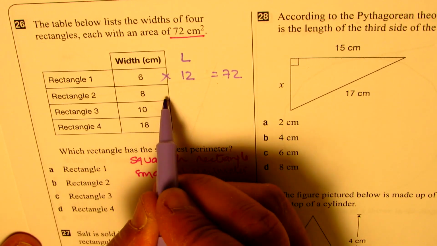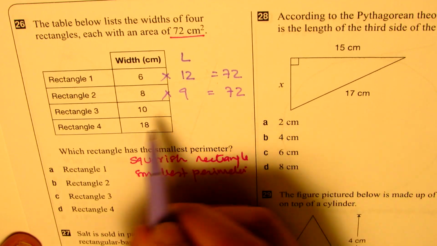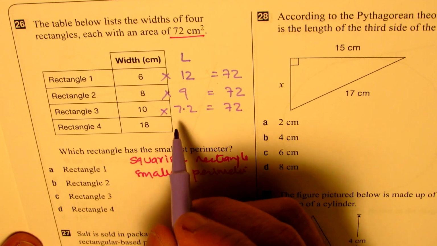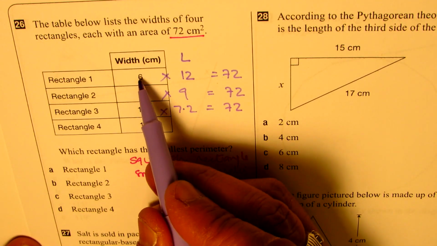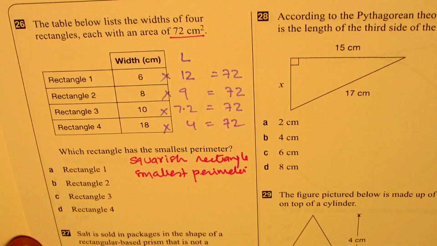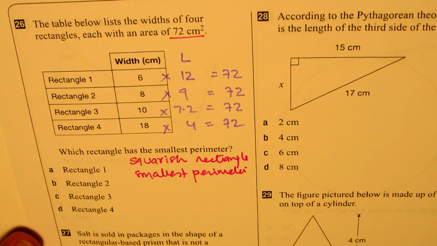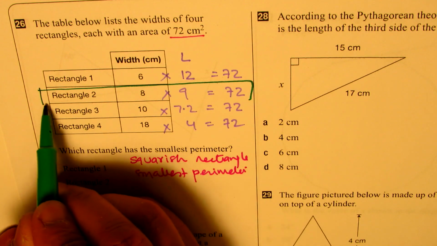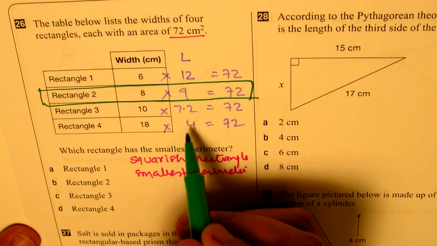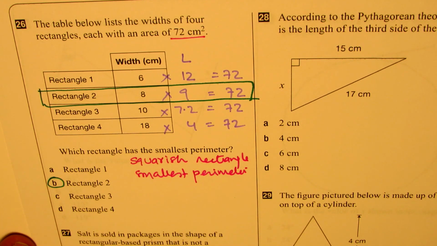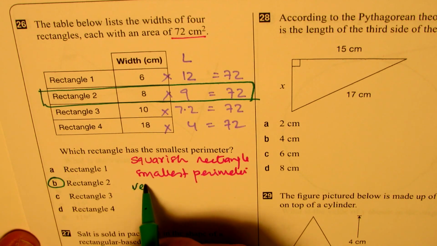In the second case, 8 times 9 is going to give us 72. In the third case, 7.2 times 10 will give us 72. And 18 is like 6 times 3, right? So times 4 will give us 72, correct? Now in this particular case, you clearly see that rectangle 2 is squarish, kind of. Length and width are nearly the same, not as far apart as in the other cases, and therefore that is going to be our answer.